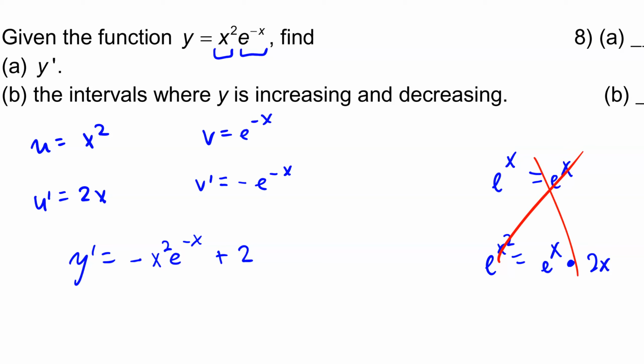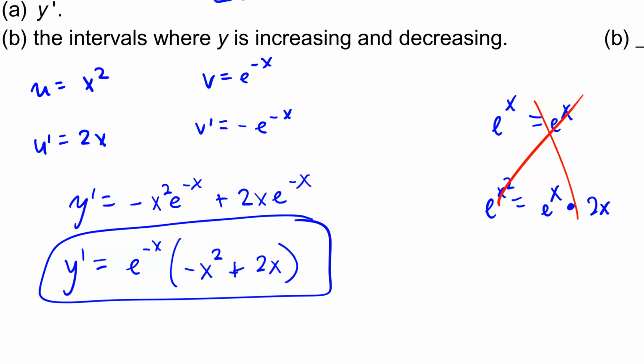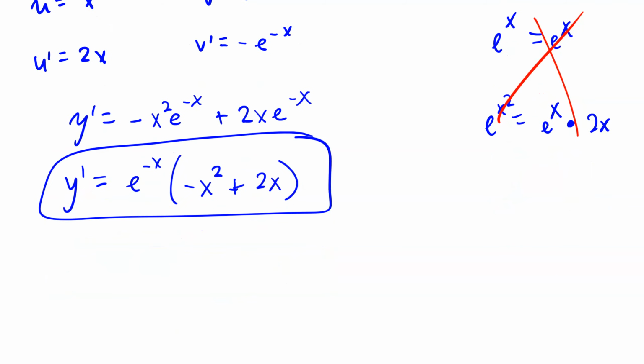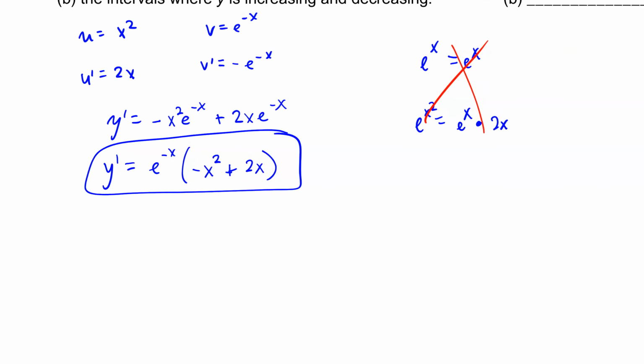Okay. So I have u times v prime plus u prime times v. And I could simplify this a little bit. I could pull out e to the negative x. So that way I have negative x squared plus 2x. So that is y prime. So that's part A. We don't have to distribute it. No, I mean I pulled out what I needed to. It's anti-distributed, factored out e to the negative x.